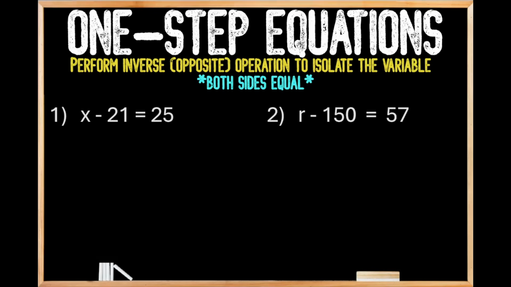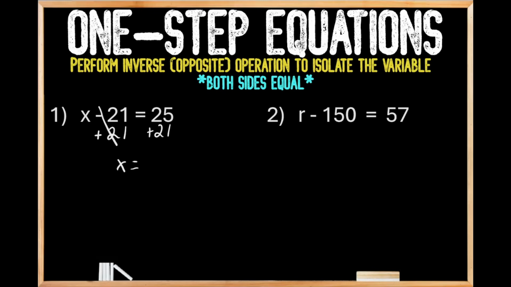So here we need to undo what's being done to our variable of x, which is that we're subtracting 21 from x. So we need to undo this by doing the opposite of subtraction, which is addition. So on the left-hand side, we're going to add 21, and then we need to make sure that we keep both sides equal still. So on the right-hand side, we are also going to be adding 21. On the left-hand side here, our subtracting 21 and our adding 21 cancel each other out. So now our x, our variable, is isolated.